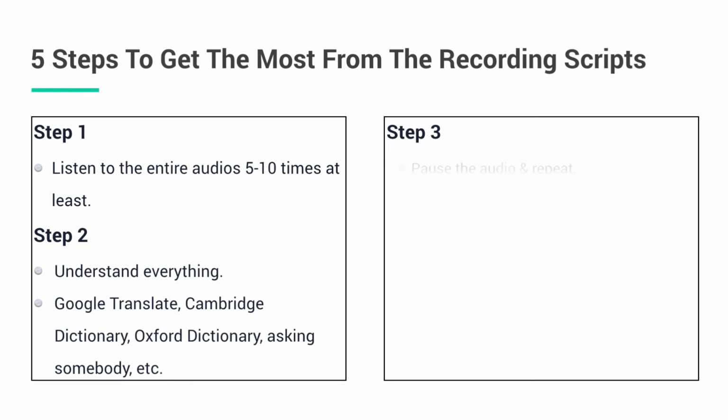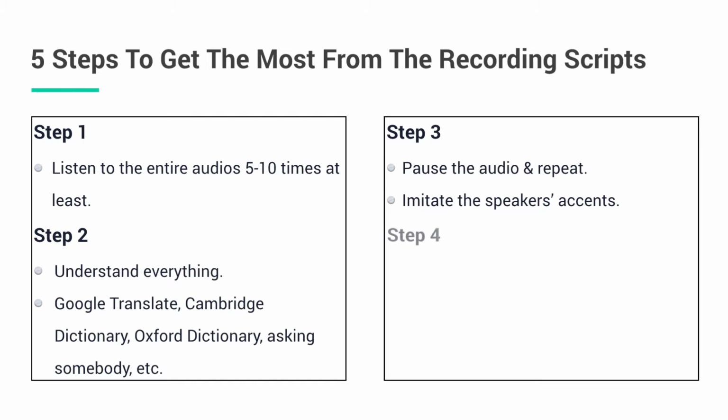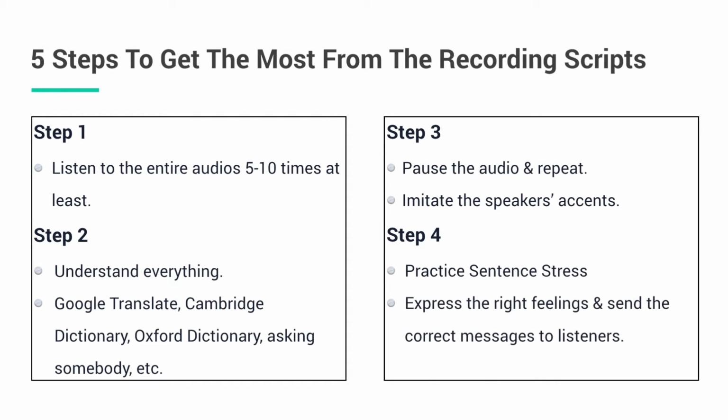Step 3. You may pause the audio after each sentence or phrase and repeat after that. Try to imitate the speaker's accents to improve your pronunciation. Step 4. More importantly, listen to the sentence stress and practice accordingly. This is really useful to ensure you express the right feelings and send the right messages to listeners. You may want to have a look at my previous lesson, Unit 3, about sentence stress, in case you don't know what that is.